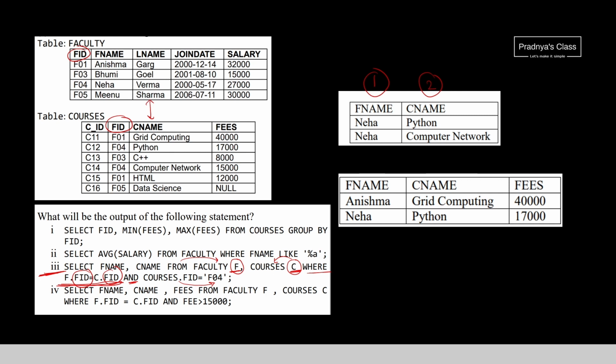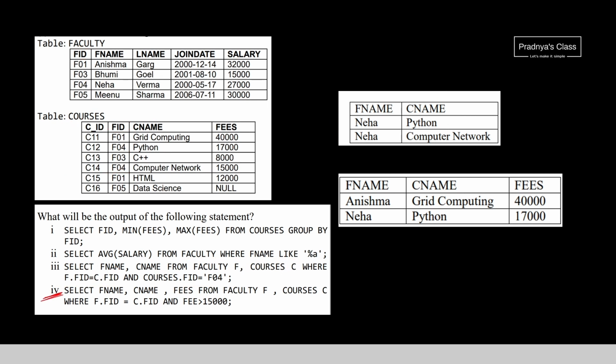So look at the courses table. There are two records with FID F04. For this F04, C name we are getting as Python and computer network. So that we got, but we need F name too. That we will be getting from the faculty table. So faculty name for the F04 is Neha. Neha took two courses. Let's erase everything and move ahead to the next query.